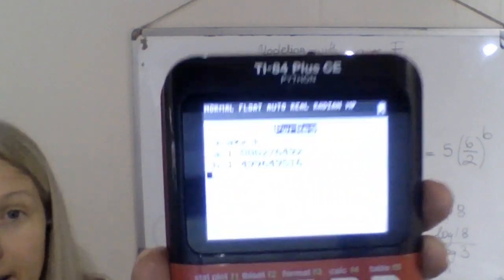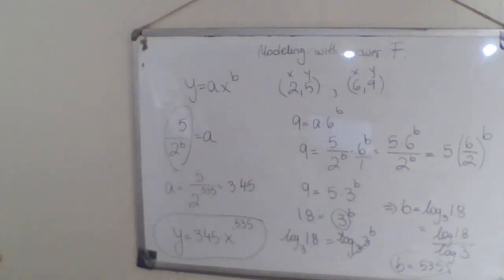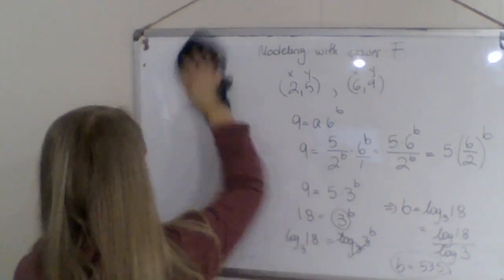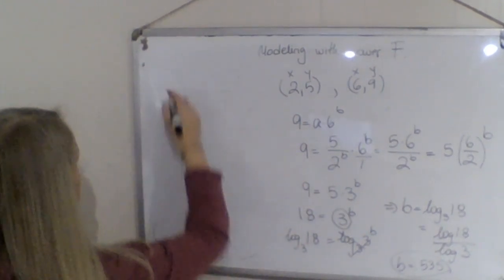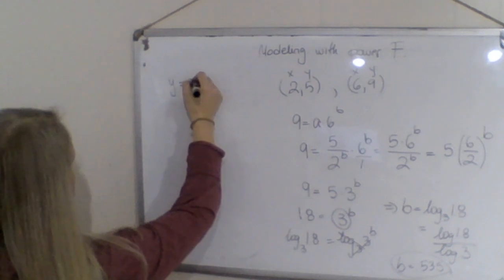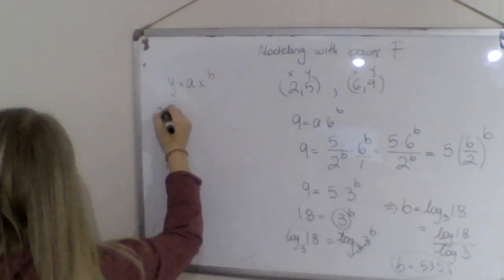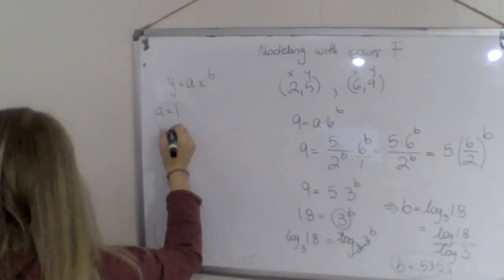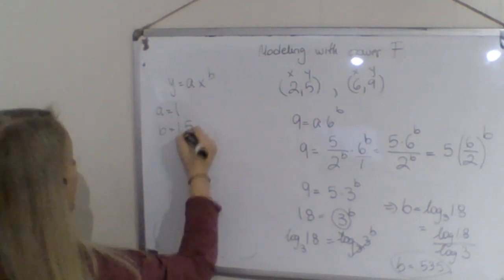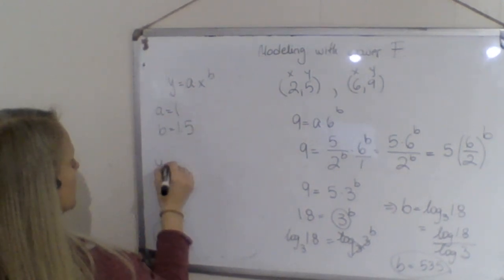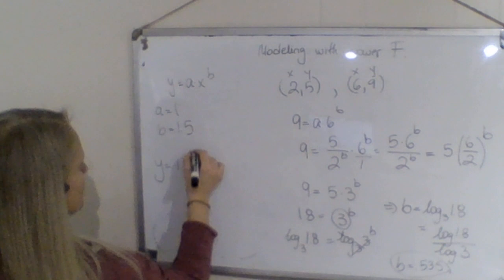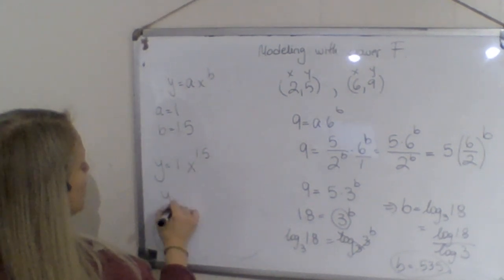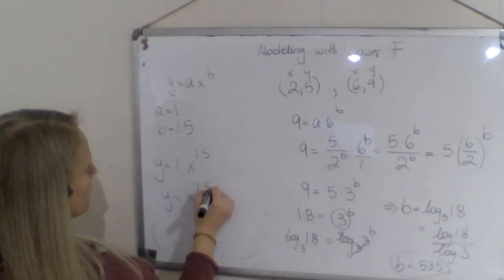And here is my answer for this one. This is y equals a times x to the b. My a is 1. My b is 1.5. So my function is y equals 1 times x to the 1.5, or y equals x to the 1.5.